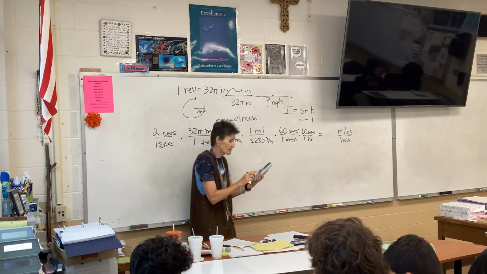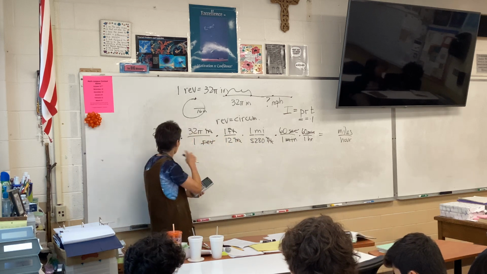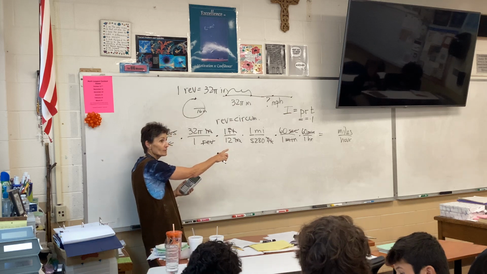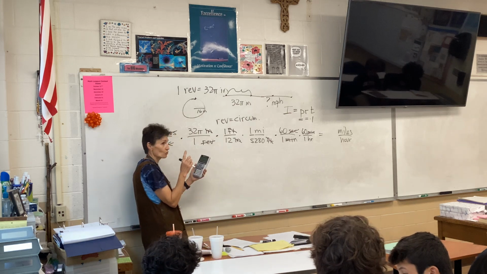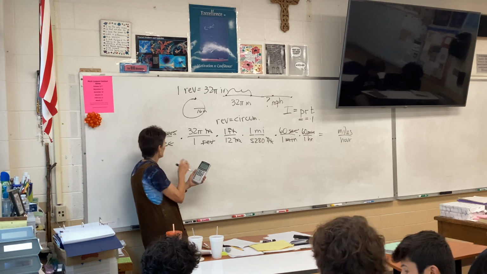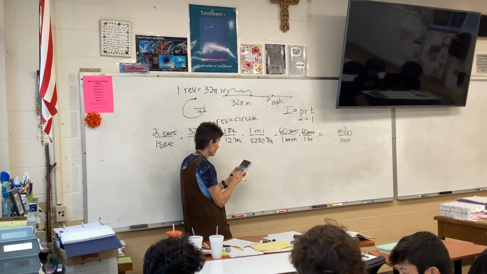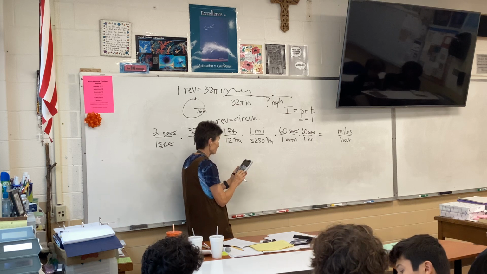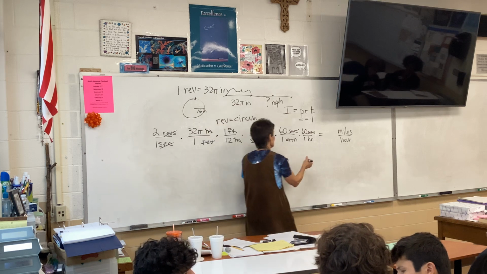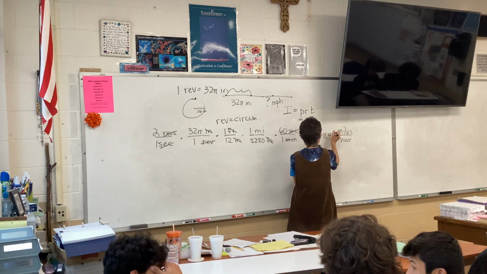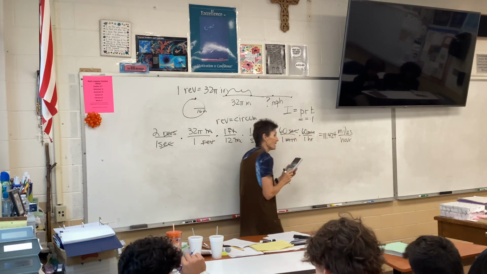But then I have to divide by everything on the bottom. So put a parenthesis because you're dividing by everything. So divided by 12 times 5280, that's it. So this thing is moving at 11.424 miles per hour.